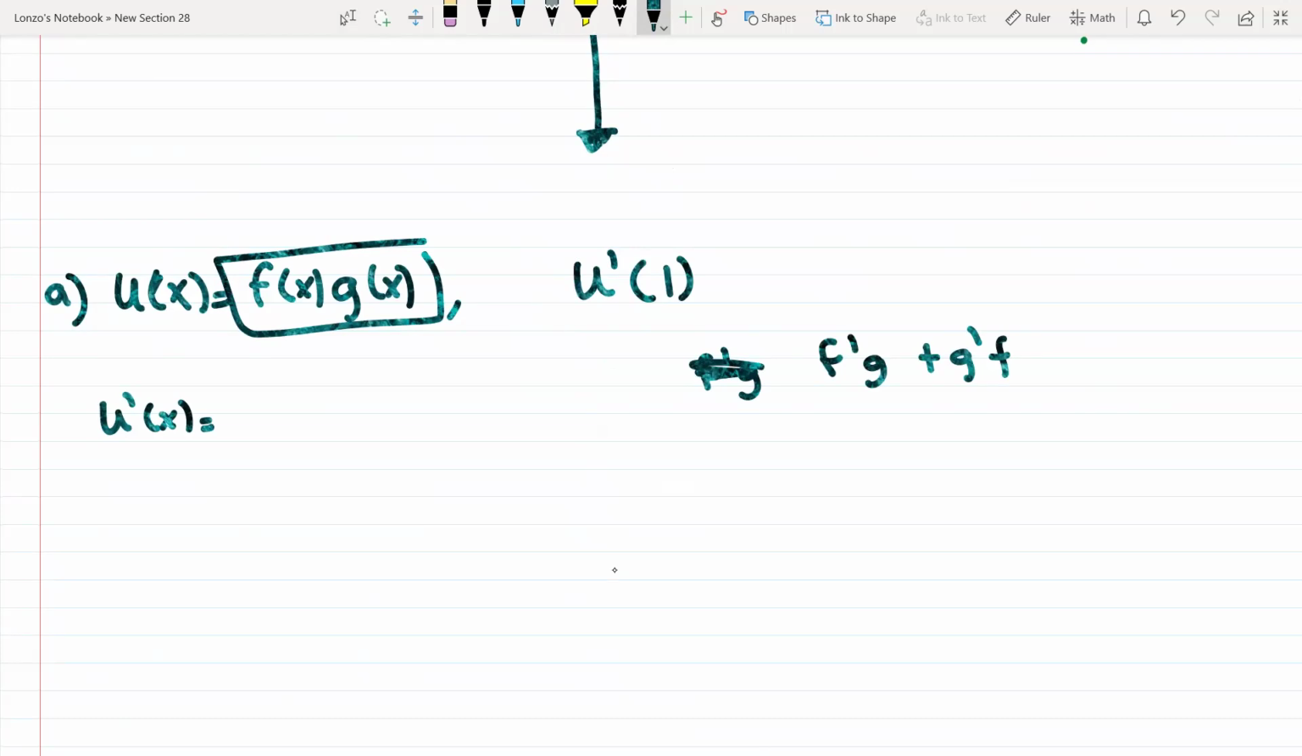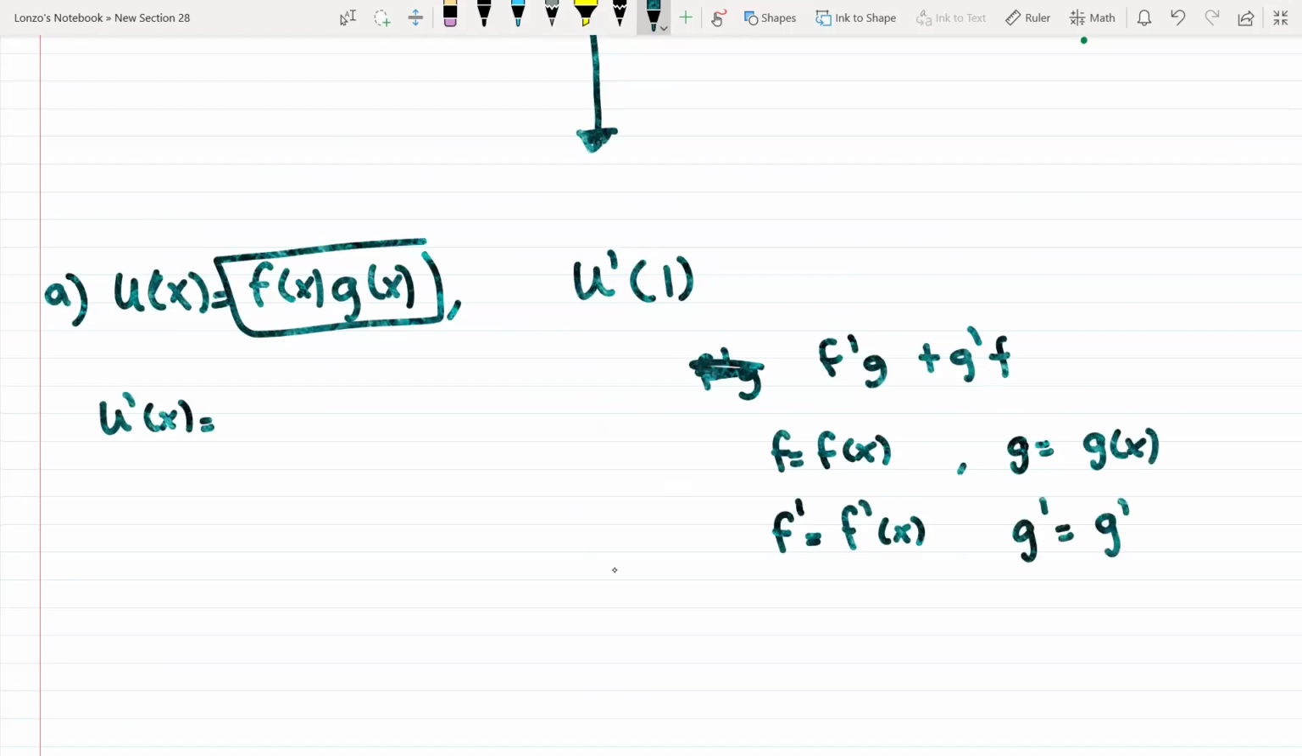So what would be our f and what would be our g? My f would be f of x, and my g is g of x. So f prime is f prime of x, and g prime is g prime of x. Okay, so we just apply the product rule. It's f prime of x times g of x plus g prime of x times f of x.